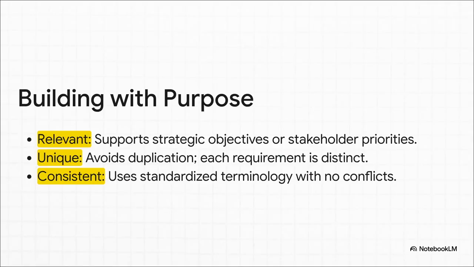Next up, we build with purpose. A relevant requirement isn't just some cool idea. It has to directly support a strategic objective. Unique is all about being efficient. You state each need just once to avoid confusion and conflicting work. And consistent means we're all speaking the same language. We're using standard terms to get rid of any chance for misinterpretation.